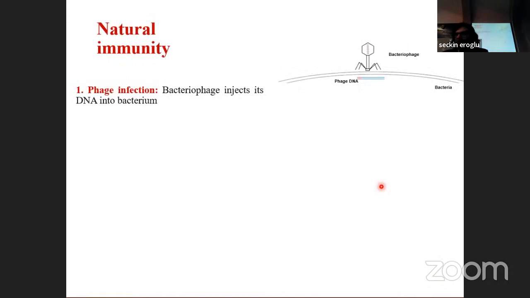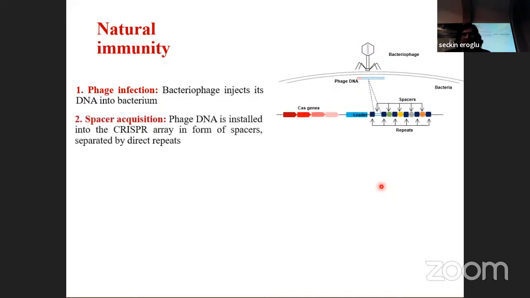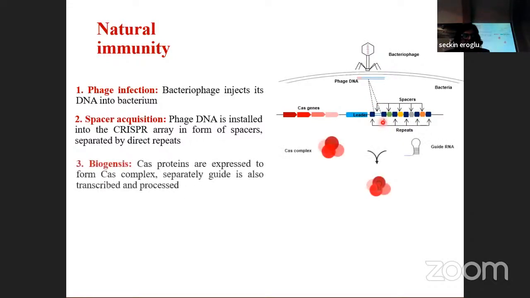Naturally, what happens is that when bacteriophages infect a cell, they inject their DNA into that cell. That DNA is recruited into the CRISPR array. So whenever there is a secondary infection, this DNA acts as a guide. That RNA will guide this Cas protein, and it will cleave that bacteriophage. So there is no secondary infection, theoretically speaking.